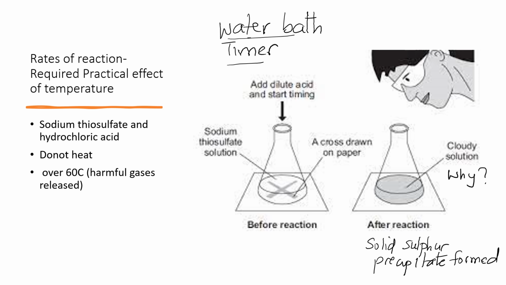What you do is time how long it takes for that cross to disappear as a solution forms that you can't see through. The question in the exam will be, why can you not see through the solution? And the answer is that a solid sulfur precipitate has been formed.